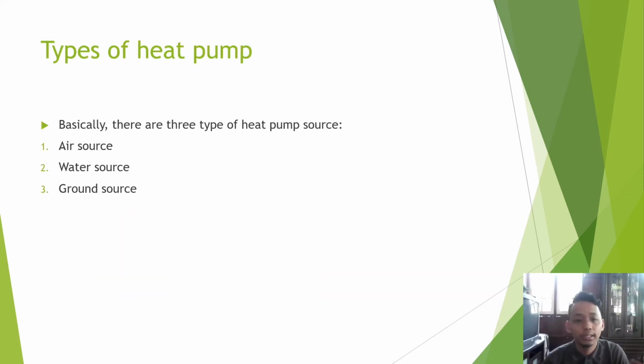Basically, there are three types of heat pump source. Number one, they commonly use the air source. And number two, the water source. Water source requires a lake, well, or other source of excess water to use it. The next one is the ground source or geothermal heat pump. It requires complicated installation and is pricier, but at the same time, it has quite efficient operation.